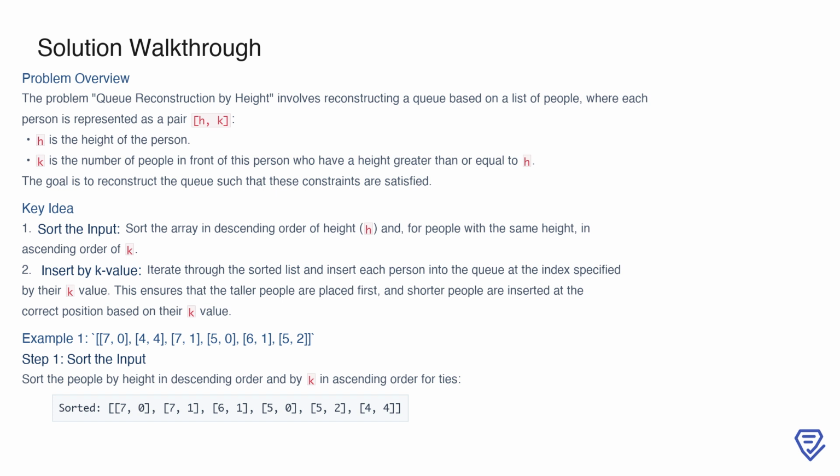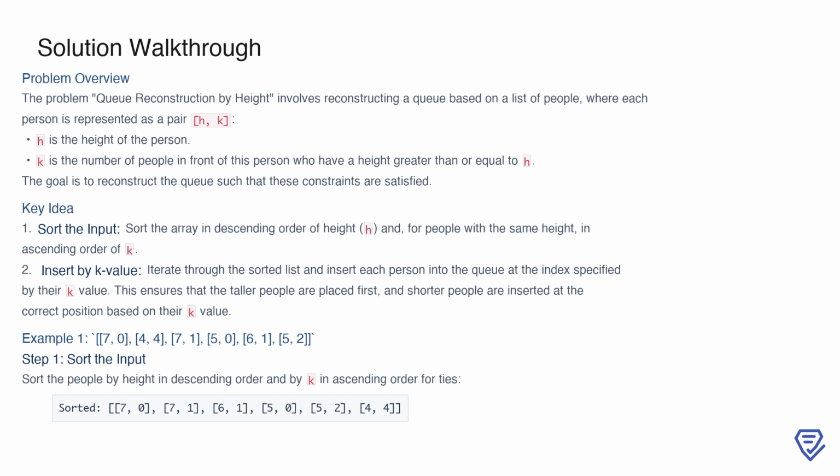In this problem, we are tasked with reconstructing a queue of people based on their heights and a specific constraint. Each person is represented as a pair, h, k, where h is the height of the person, and k is the number of people in front of them who are at least as tall as they are. Our goal is to reorder the list of people to satisfy these k constraints for everyone.